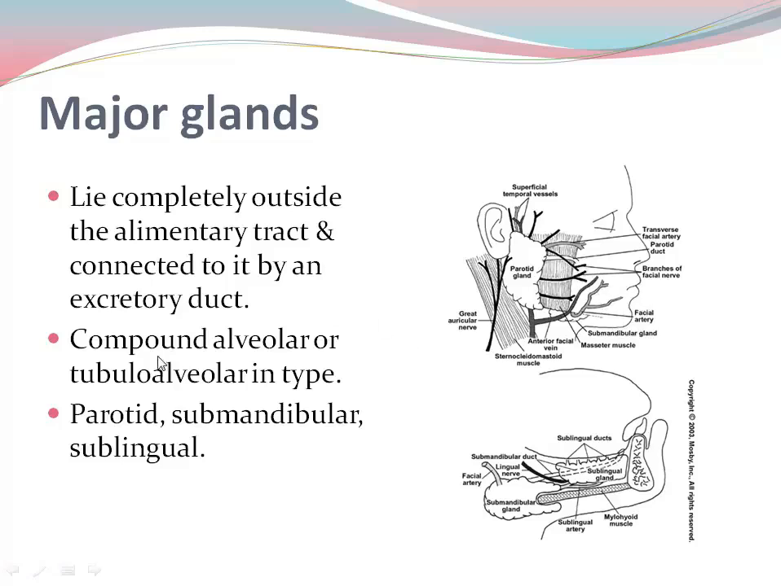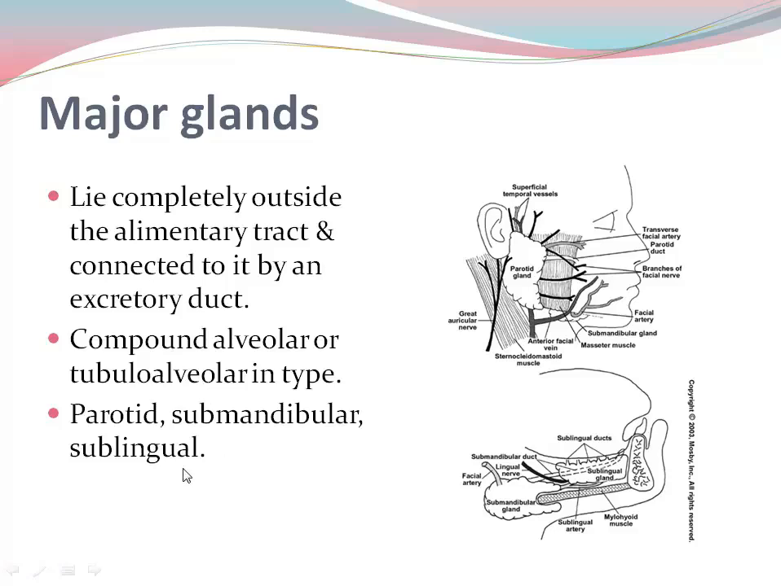All these salivary glands are compound alveolar or tubulo-alveolar in type. Already we have discussed what a compound gland is, what an alveolar gland is, and what a tubulo-alveolar gland is. Compound means they have a lot of branching and networks of ducts. Alveolar means grape-like, small capsule-like structures. Tubulo-alveolar means large, long tube-like structures and alveolus-like structures combined together, and both the tubular as well as the alveolar portions are secretory.